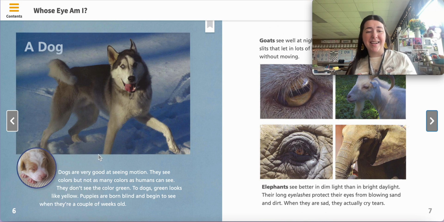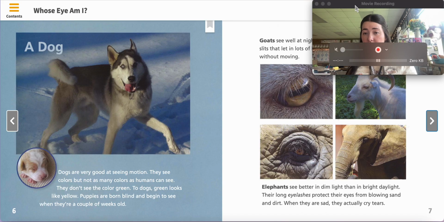A dog. Dogs are very good at seeing motion. They see colors, but not as many colors as humans can see. They don't see the color green. To dogs, green looks like yellow. Puppies are born blind and begin to see when they're a couple of weeks old.